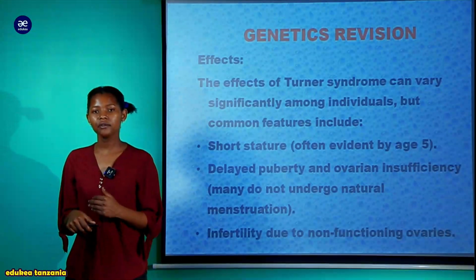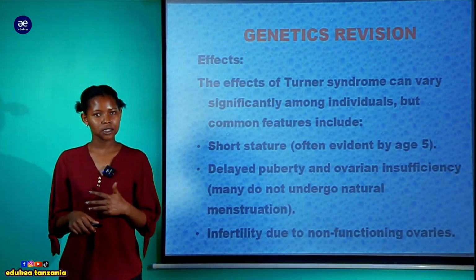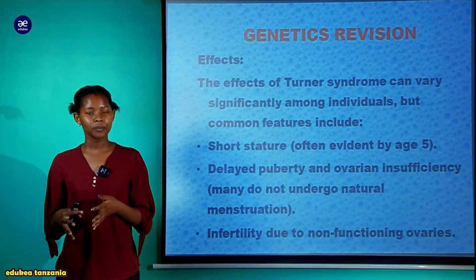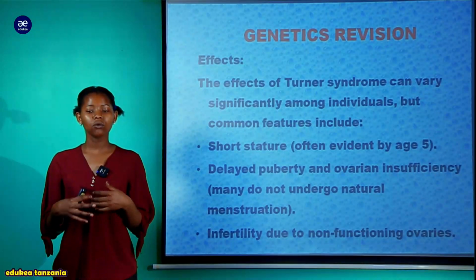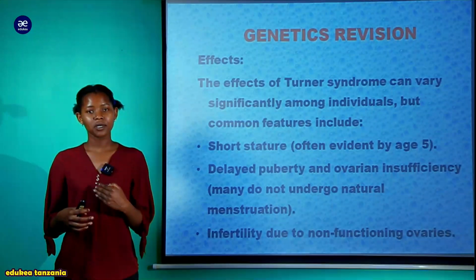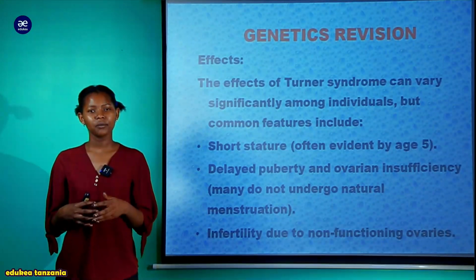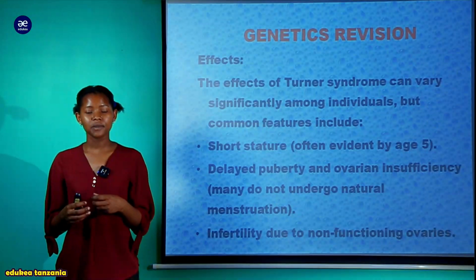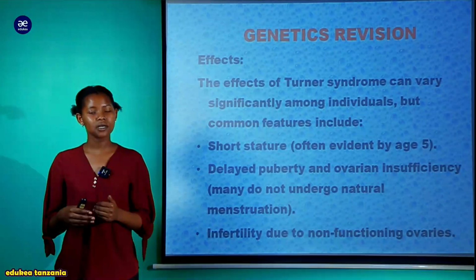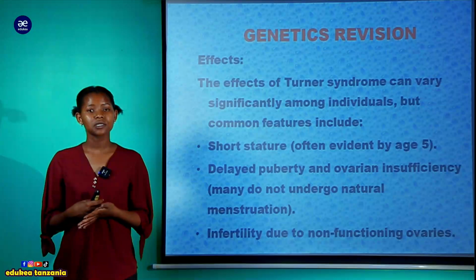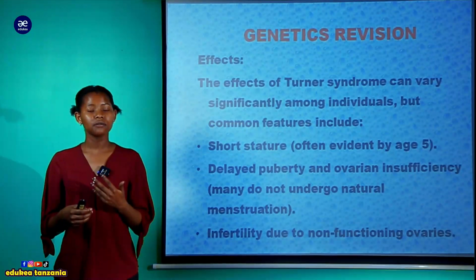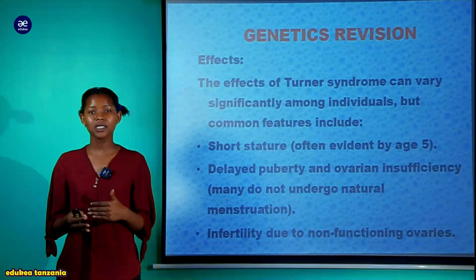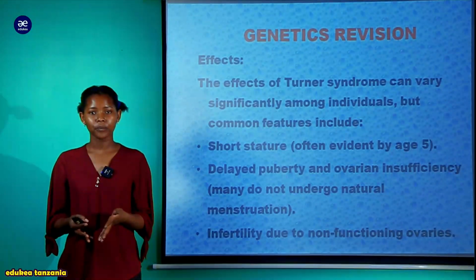Tunaenda kuangalia kuna tatizo la delaying in their puberty. Kudelay kufikia puberty, it means kwamba mtu umri unazidi kuongezeka lakini hafikii puberty. Pia mwingine anaweza asione menstruation. Again, kwa sababu zile ovaries zinakuwa hazijakomaa, inaweza kupelekea tatizo jingine ambalo ni infertility. Tukizungumzia infertility ni kushindwa kuzaa, ambao tunaweza kuita ugumba.